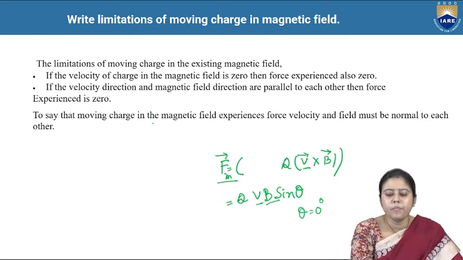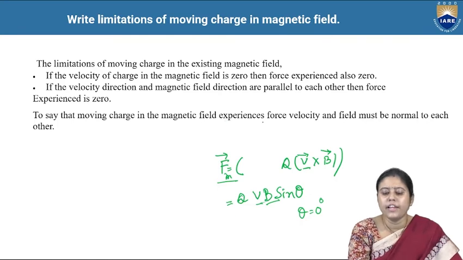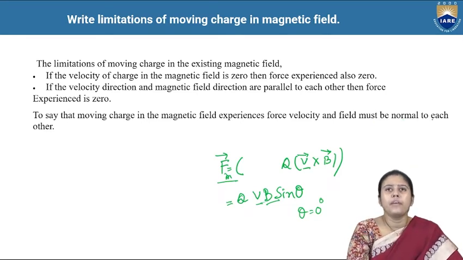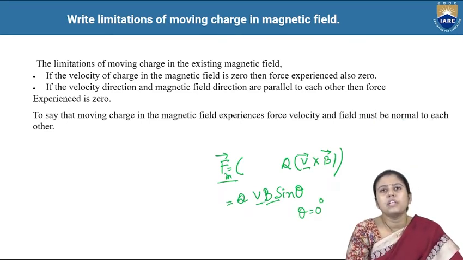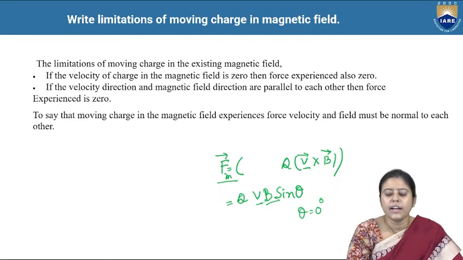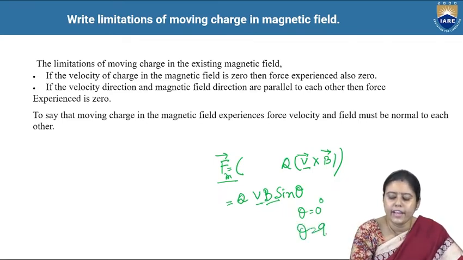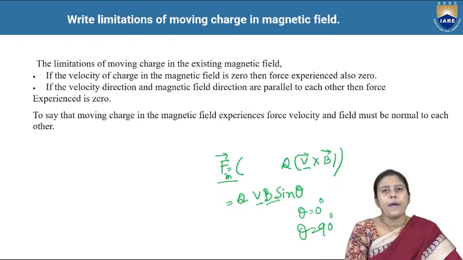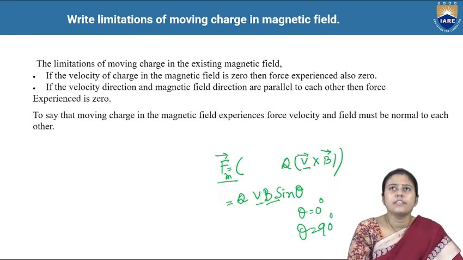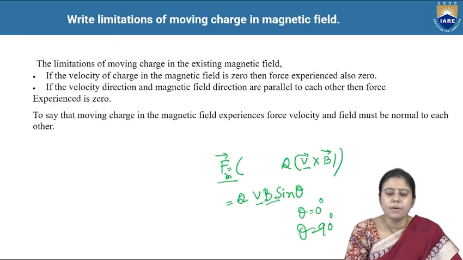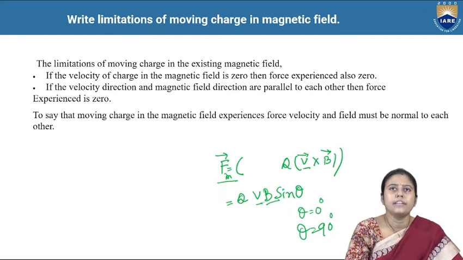For a moving charge in a magnetic field to experience force, the velocity and field must not be parallel. When v and B are normal to each other, the angle theta is equal to 90 degree, then the force should be maximum. Otherwise, force cannot be the maximum value. So these three are the main limitations of the moving charge in the magnetic field.